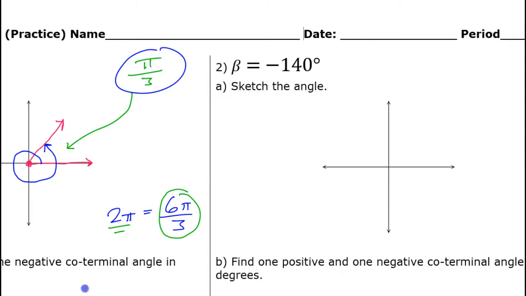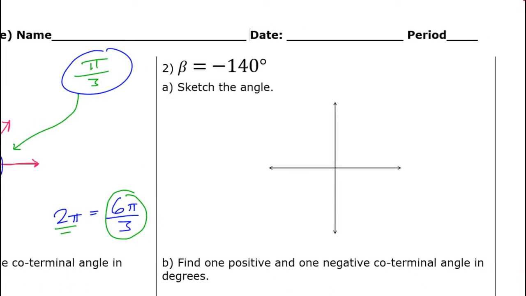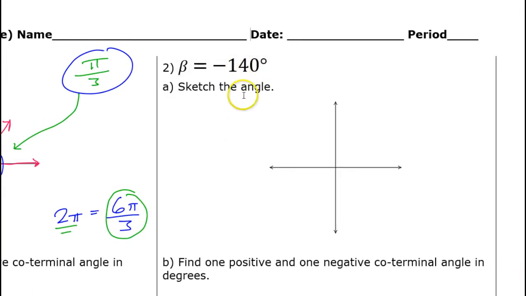All right, so we're moving on to problem number 2. And guys, we're going to do the same thing again that we just did, but this time we are starting with degrees. Now, looking at this negative 140, the last problem was a positive angle, so we were going in this direction, counterclockwise. But when you have a negative angle, negative degrees or negative radians, you are moving clockwise. This is the negative direction. So just keep that in mind. We need to go negative 140 degrees.